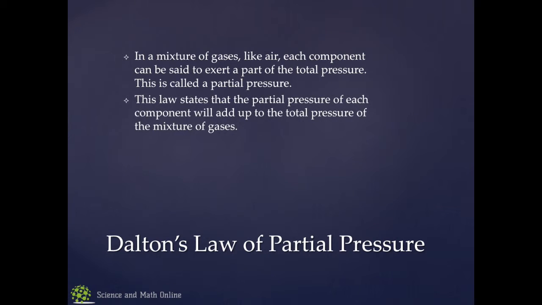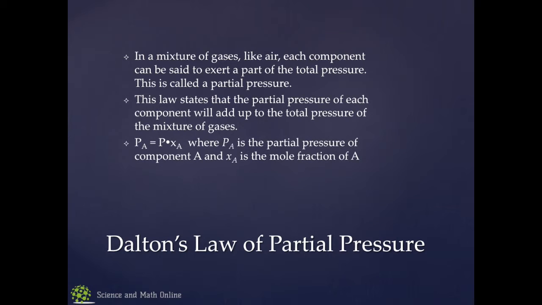Okay, and that is its part. And then we can take all of these partial pressures and add them up to get the total pressure. So this is the equation: the partial pressure of A is the total pressure times the mole fraction of A. So if nitrogen, in terms of moles, is 70% of the air, then we would do total pressure times 0.7 to give me the partial pressure due to nitrogen.